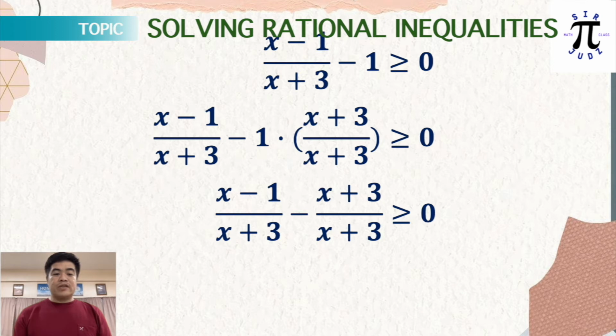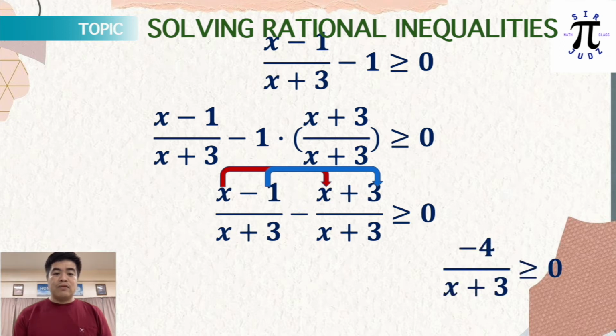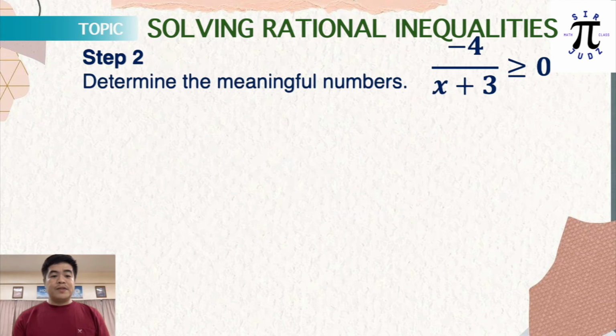Since the two expressions x minus 1 over x plus 3 and x plus 3 over x plus 3 have the same denominators, then we can combine them by combining the numerators. So you have x minus x is 0, and you have negative 1 minus 3 is negative 4. So write negative 4 and copy the common denominator. So you have negative 4 over x plus 3 is greater than or equal to 0. So let's proceed to step 2.